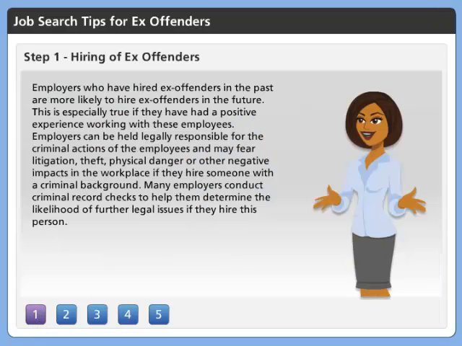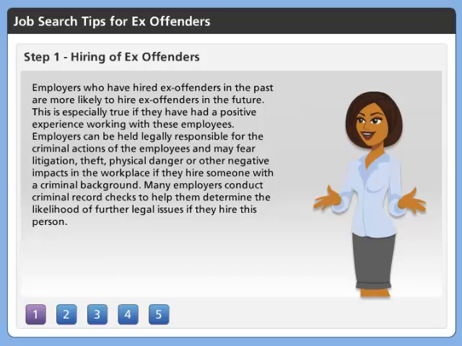Employers who have hired ex-offenders in the past are more likely to hire ex-offenders in the future. This is especially true if they have had a positive experience working with these employees. Employers can be held legally responsible for the criminal actions of the employees and may fear litigation, theft, physical danger, or other negative impacts in the workplace if they hire someone with a criminal background.